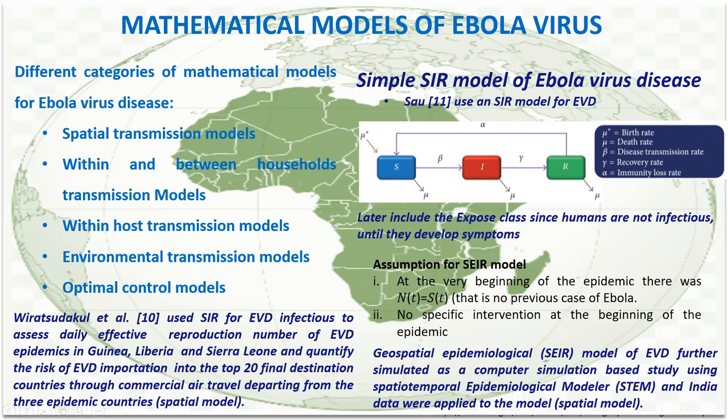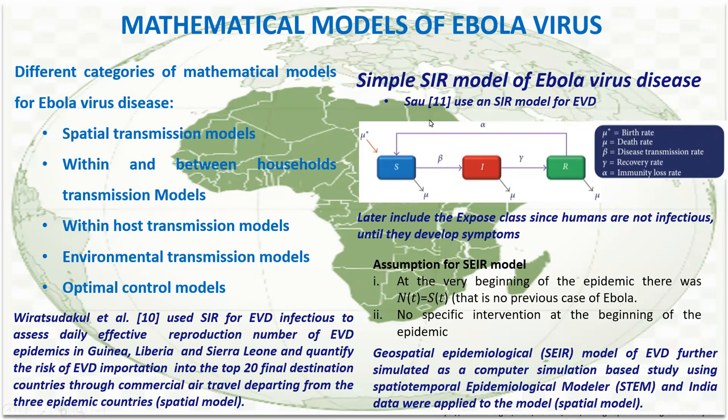From the models, we have the model at reference number 10. All the modeling started with the SIR model, a simple SIR model to model the dynamics of Ebola virus disease, neglecting the incubation period. This model assessed the daily effective reproduction number in Guinea and some other African countries due to Ebola importation in some of the countries around. And they made use of a spatial model to model this particular disease.